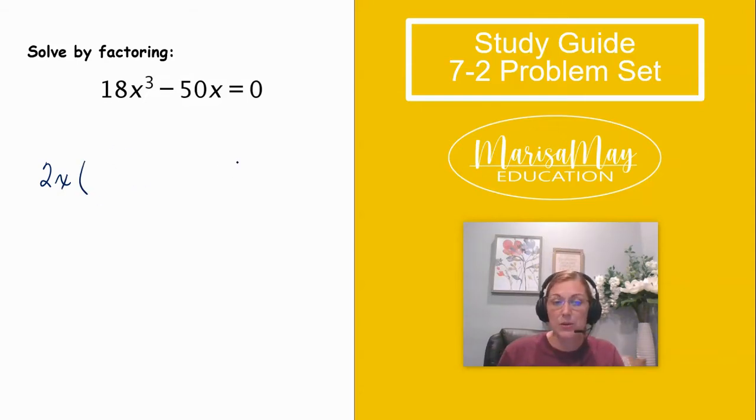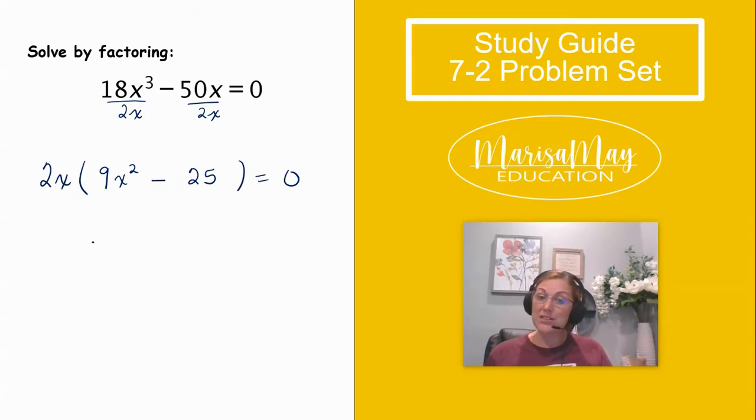And then I'm going to put a parentheses, and I'm going to fill that parentheses with whatever I get when I divide each of these by 2x. So 18 divided by 2 would give me 9. x cubed divided by x gives me x squared. Then I've got minus. Now 50x divided by 2x will just give me 25.